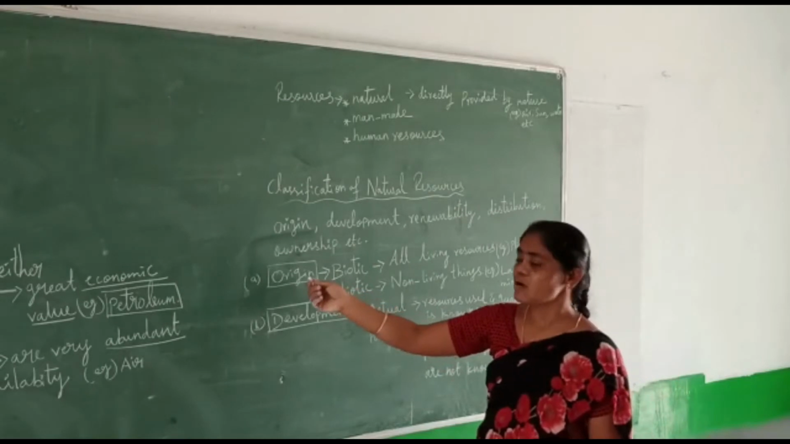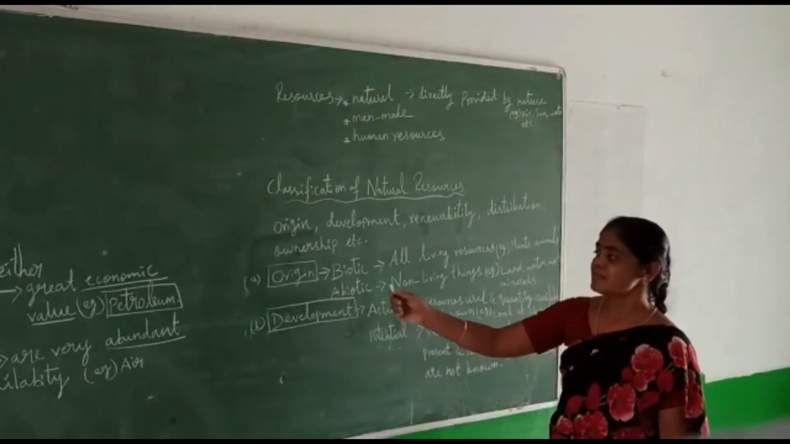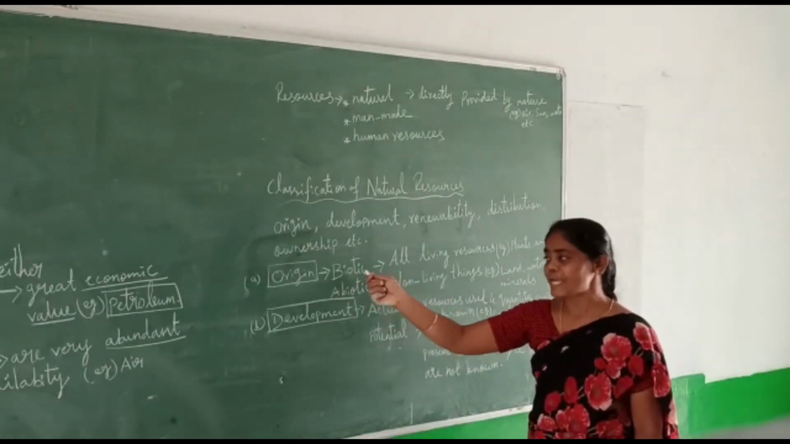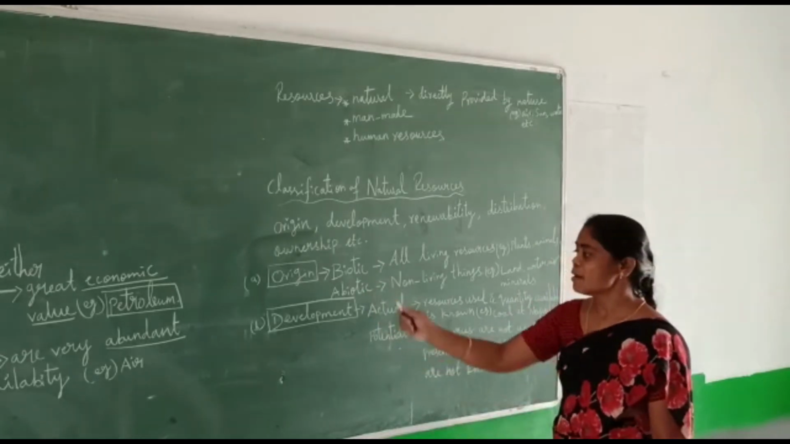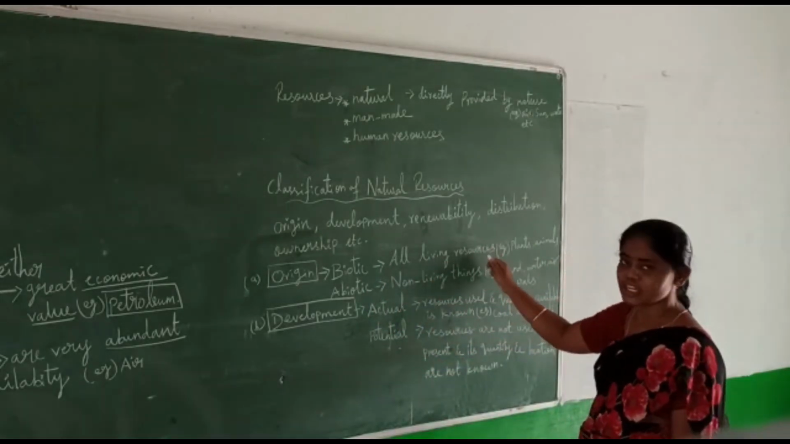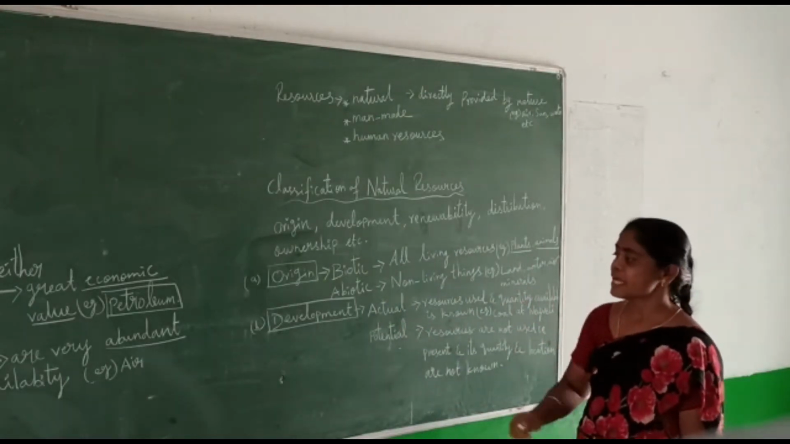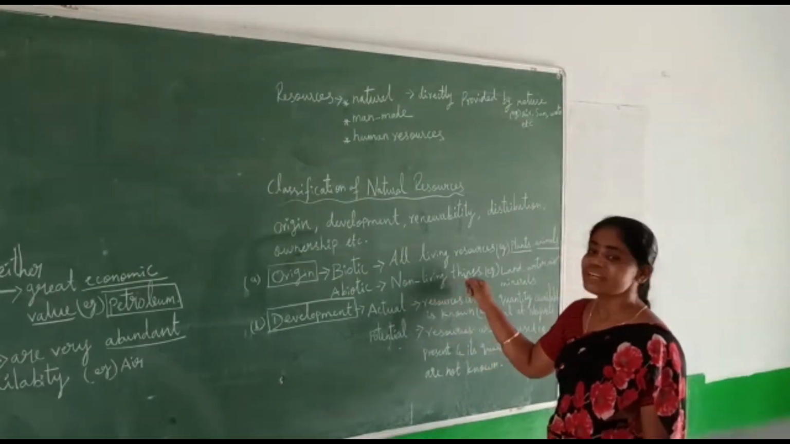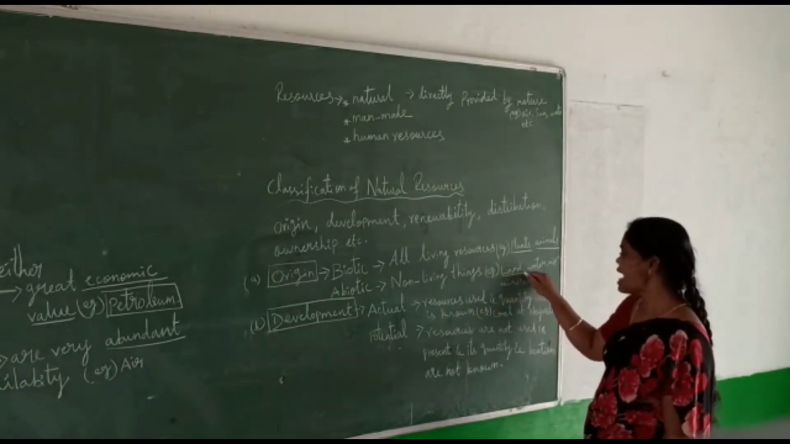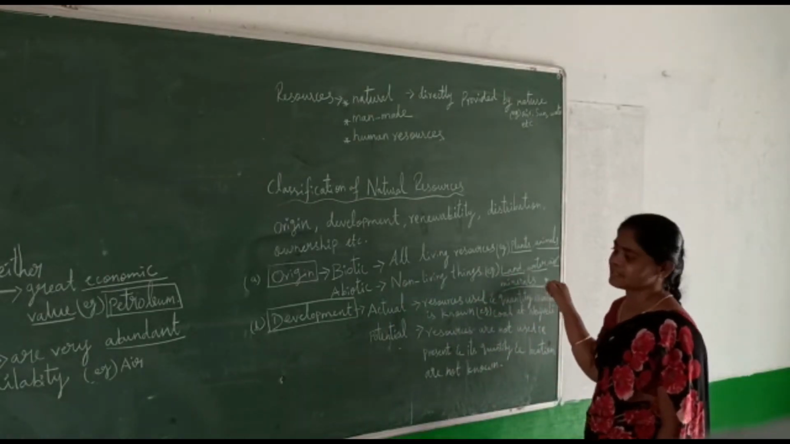First we will see origin. Origin may be classified into biotic and abiotic. Biotic means all living resources, example plants, animals. Abiotic, that is non-living things, example land, water, air, minerals.